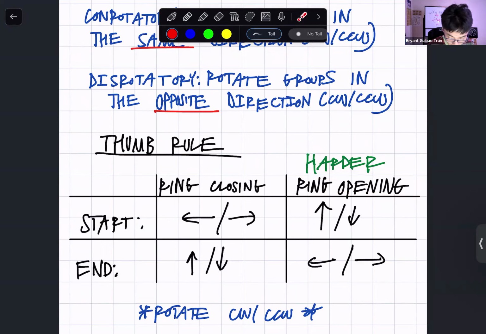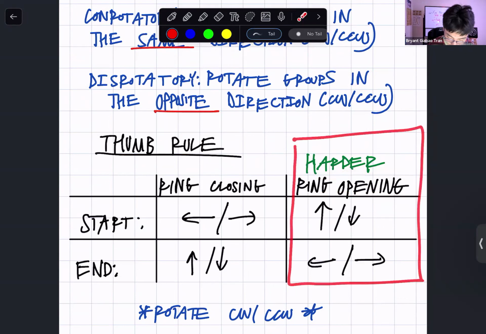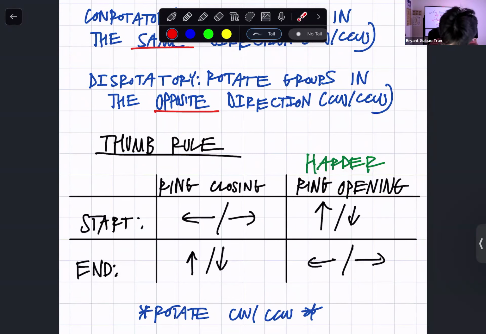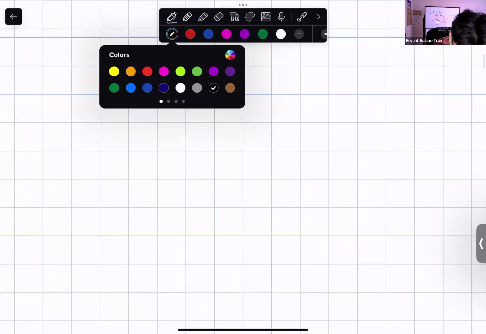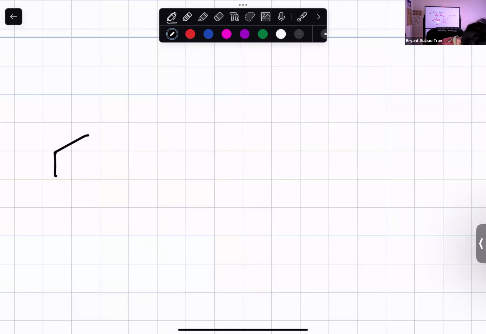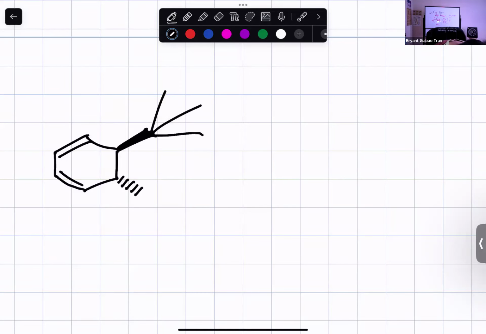So do you guys want to do an example of a ring opening electrocyclic reaction before we move on really quick? Okay, let's do it. Okay, so let's say we have something like this. Okay, and let's react this with, we used light earlier, let's use heat.